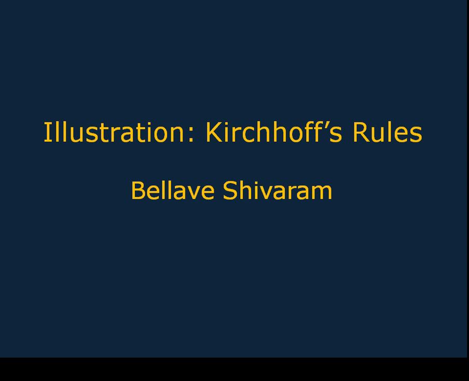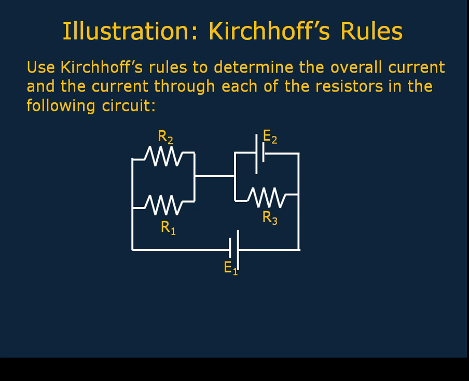In this problem, we are going to illustrate how to use Kirchhoff's laws to determine the currents and the voltages across the individual components in a networked circuit. Here's the circuit. It's fairly simple. It has three resistors, R1, R2, and R3.